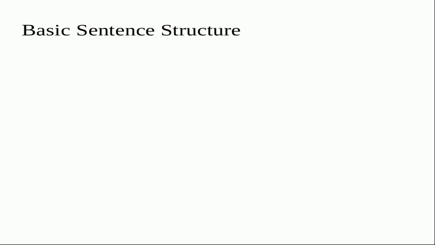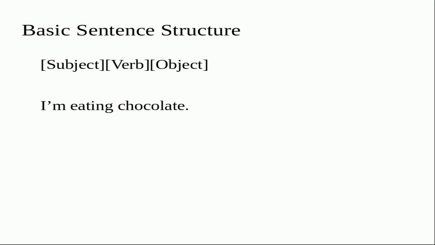So in English we have this type of basic sentence structure, right? The whole subject, verb, object type of sentence structure, the who is doing what to whom type of sentence structure, as I like to call it. So for instance, we have something like I'm eating chocolate, right? I'm doing something to the chocolate. What am I doing to it? Well, of course, I'm eating it.